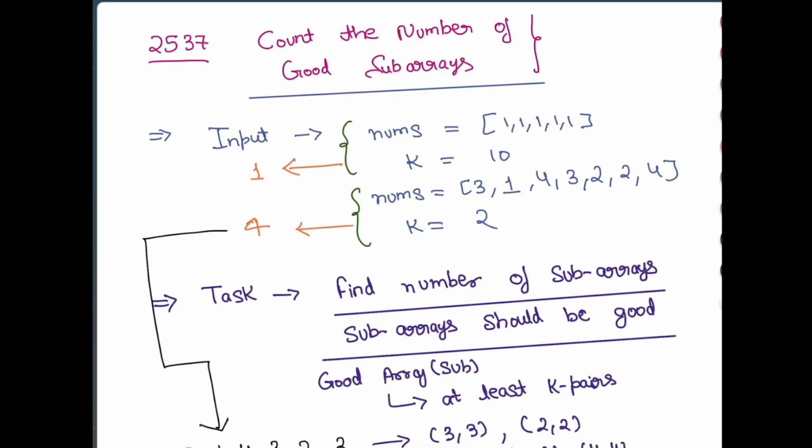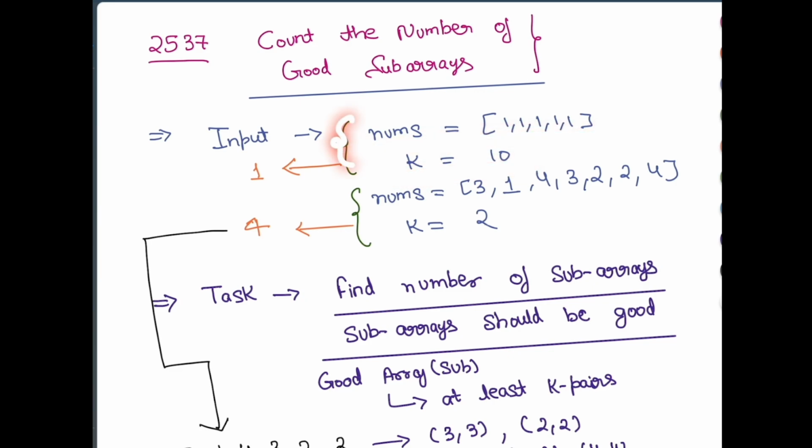In this video, we are going to solve the Leetcode problem of the day, and the problem is count the number of good subarrays. In this problem, we are given an input which is an integer array of size n, and we are given another input which is an integer called k. So basically, we have two inputs, an integer array and a number k.